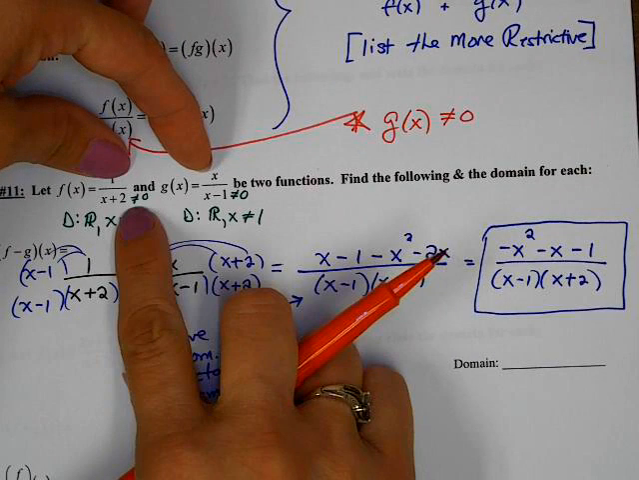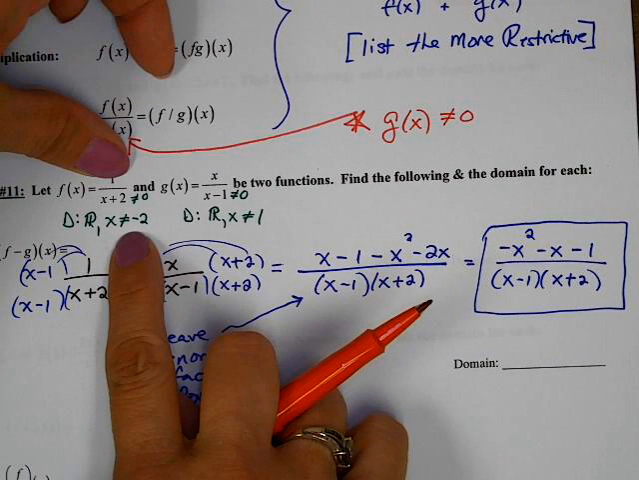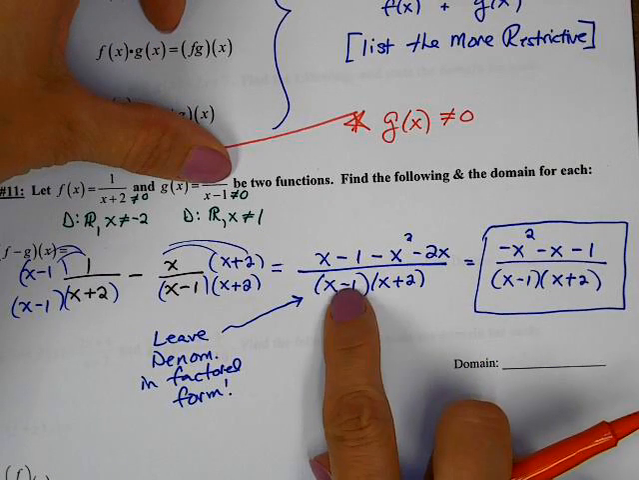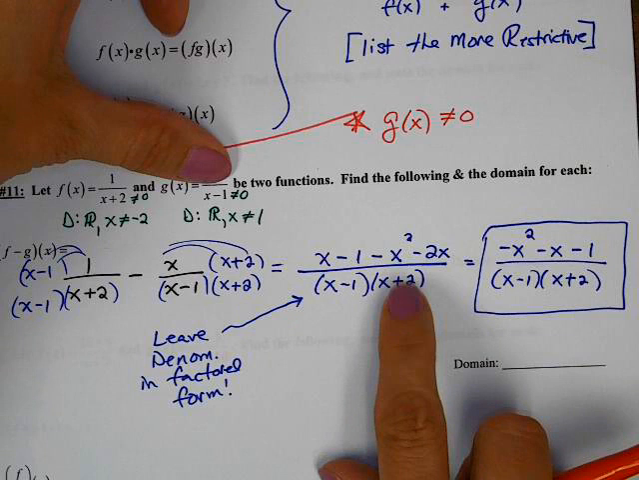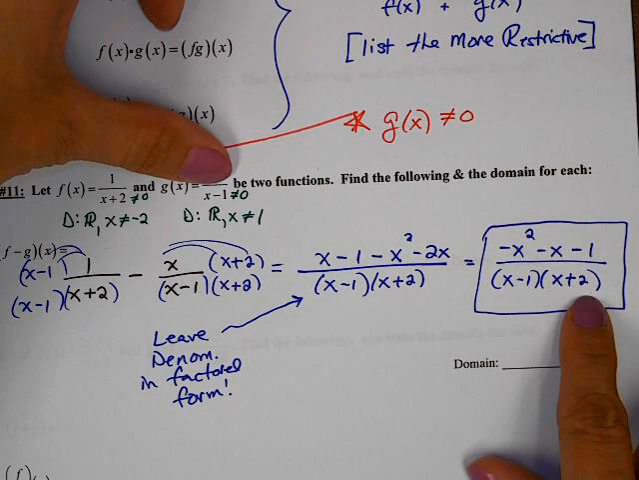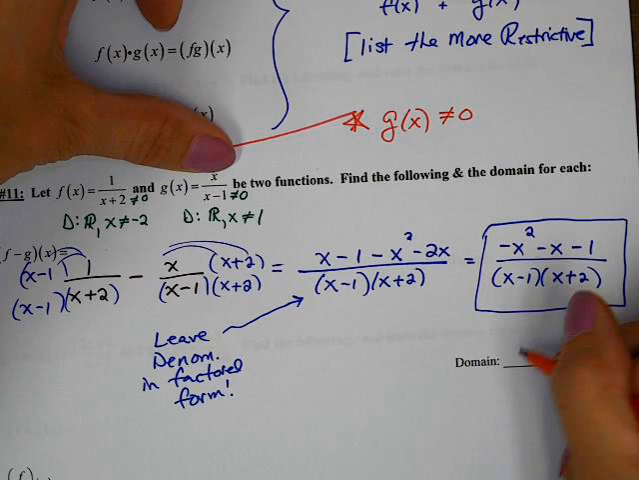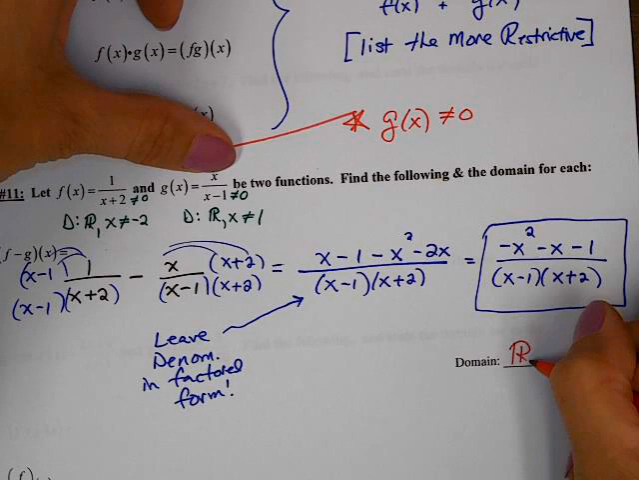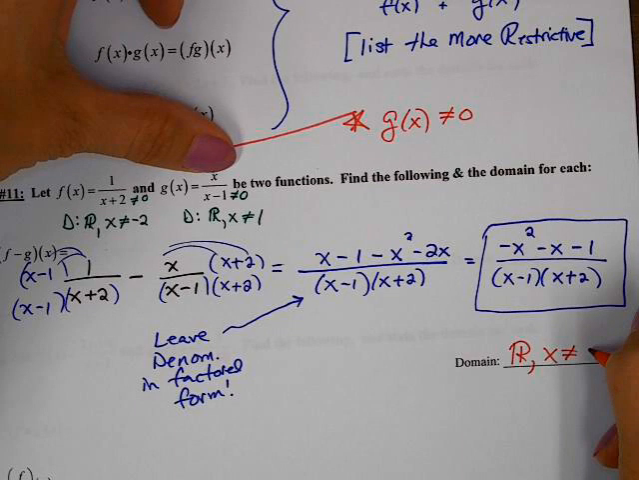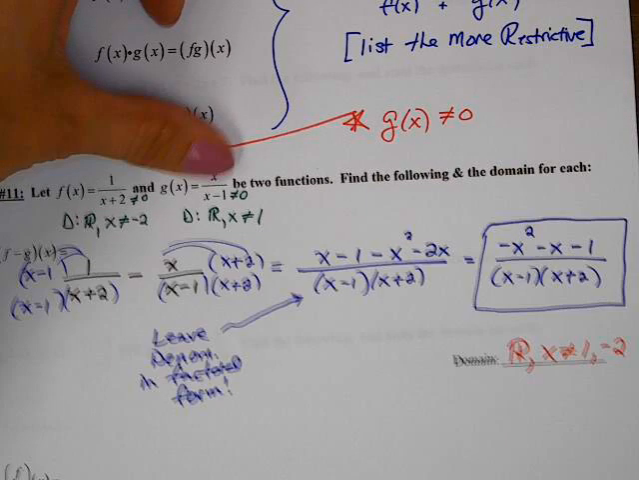Okay, so f says do not use negative 2. G says don't use a 1. And here I notice don't use a 1, don't use negative 2. So I think the domain is all reals except x cannot equal 1 or negative 2.